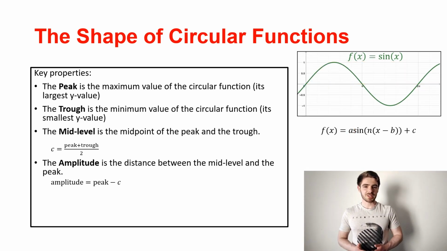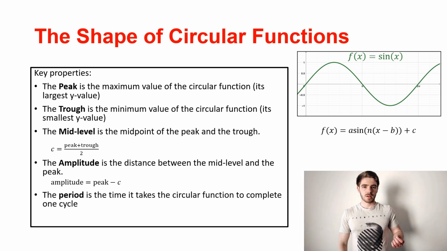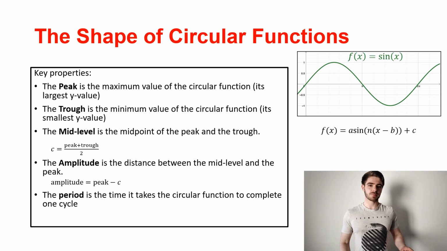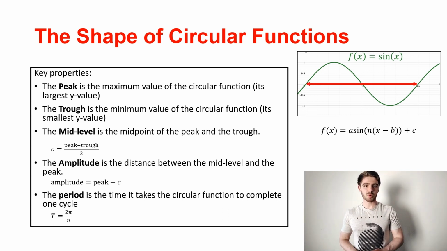And the last key property that you'll need to be familiar with is the period. The period of a circular function tells you how long it takes for that circular function to complete one cycle. And it's given by 2 pi divided by n, where n is the dilation factor in the general form.